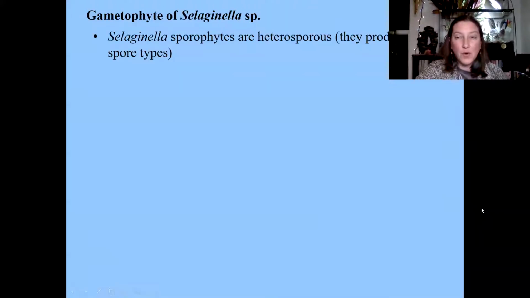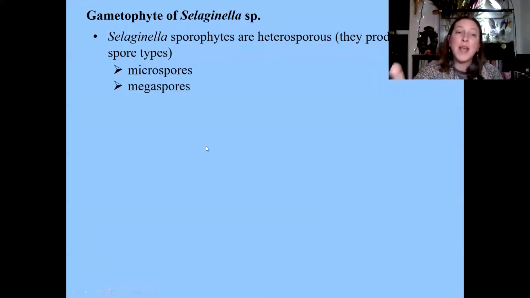Right, really trying to hit this home about this new term, homosporous versus heterosporous, right? So Lycopodium is homosporous. Lycopodium makes one type of spore, right? But Selaginella sporophytes are heterosporous. They make two types of spores, and this is a new concept. And those spores are called microspores and megaspores.